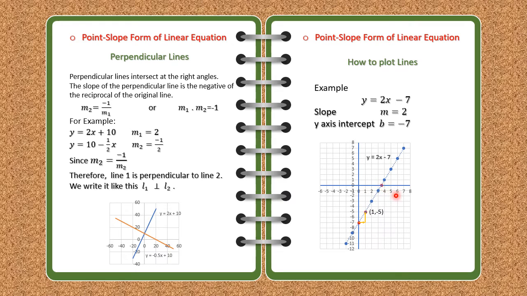Another way, you can also find the intercept with the x-axis by substituting y equal to 0, and here you can see it will be 3.5, which is here, and you can connect these 2 points with a straight line. This is how to plot lines.